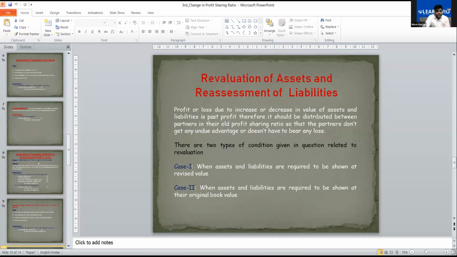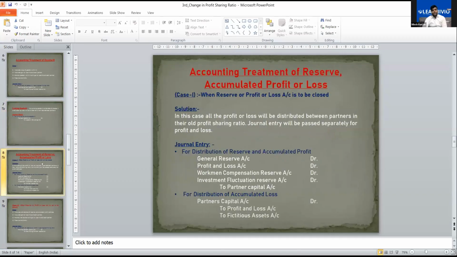Okay, so the next topic we are going to discuss is accounting treatment of reserve, accumulated profit or loss. When we are trying to solve some question, you will find general reserve and profit and loss balance in the balance sheet. Sometimes it will be simply written that general reserve has this balance and the statement of profit and loss has this balance. Sometimes you will be given a balance sheet and you have to do the accounting for general reserve.